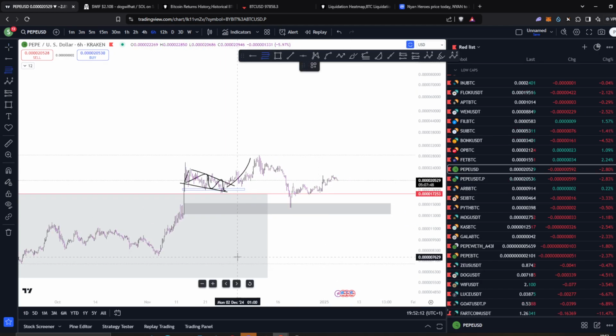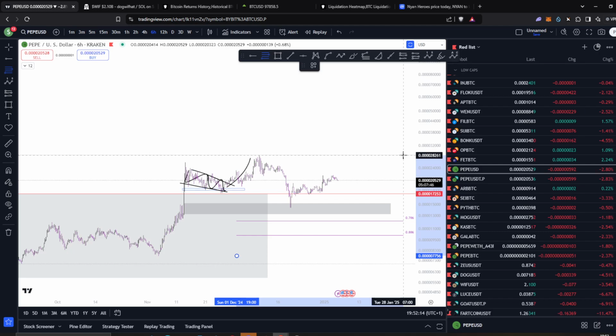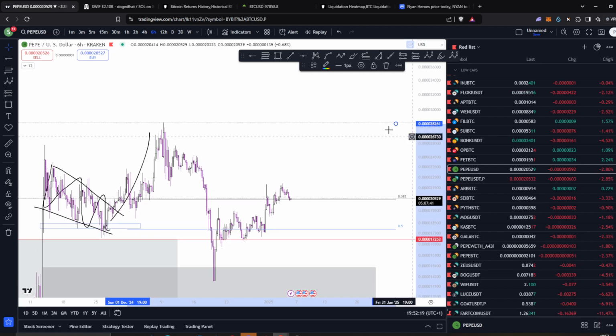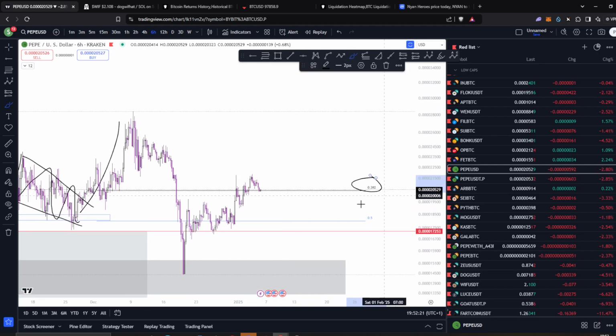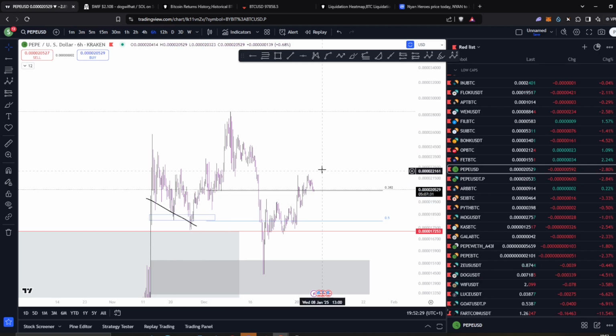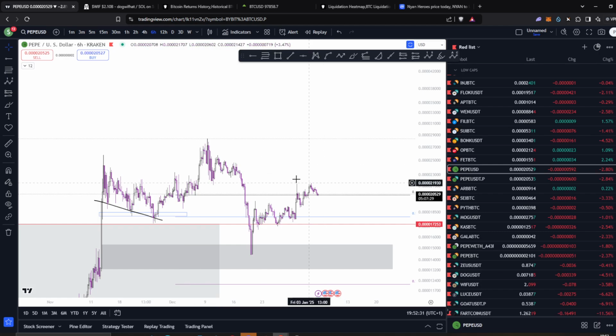Let's use some fibs here from those previous lows. Throw in a 0.382 and a 0.5. Yes, you are bouncing just about the 0.382. The 0.382 is usually good momentum. So basically, if you reclaim it, you usually see potential push up. So if Bitcoin allows, I think Pepe keeps pushing from here.